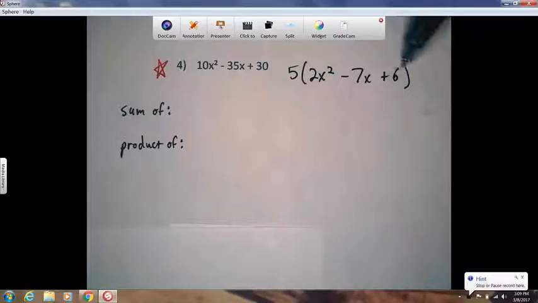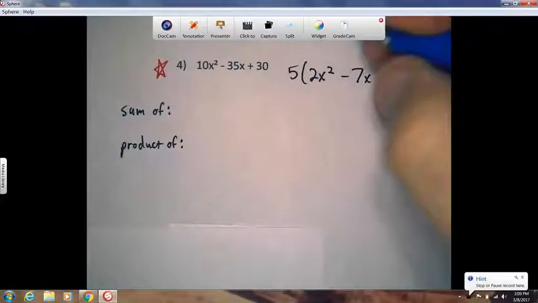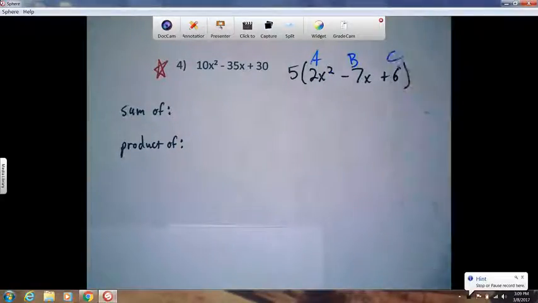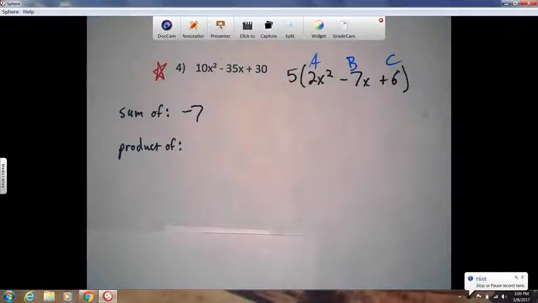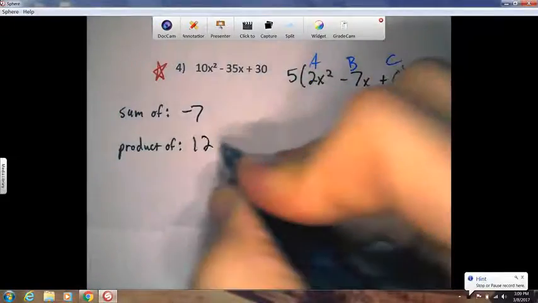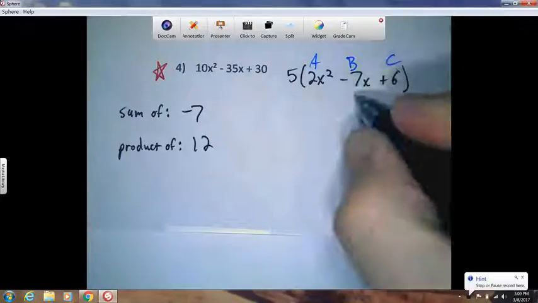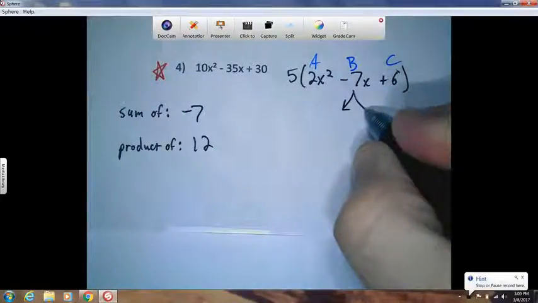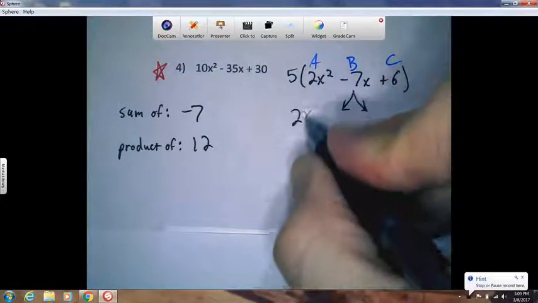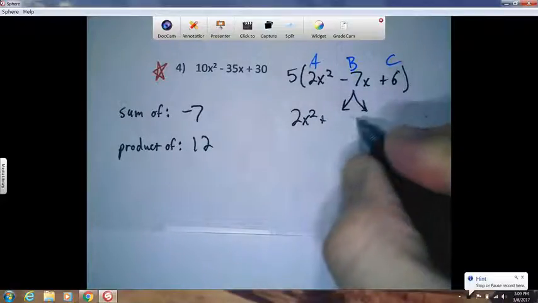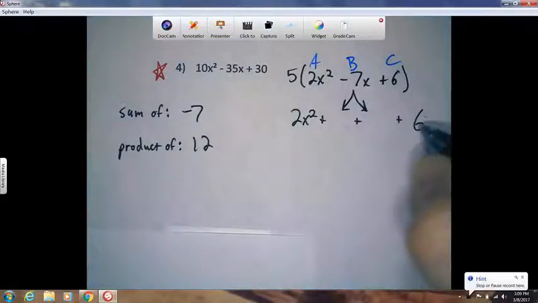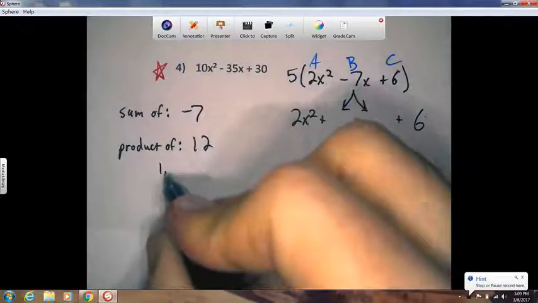So now, here's A, here's B, here's C. I need a sum of negative 7, which is B, product of 2 times 6, which is 12. So I'm going to break down this middle term into 2 parts. Okay, so what multiplies to 12? 1 and 12, 2 and 6, 3 and 4. So it looks like 3 and 4.